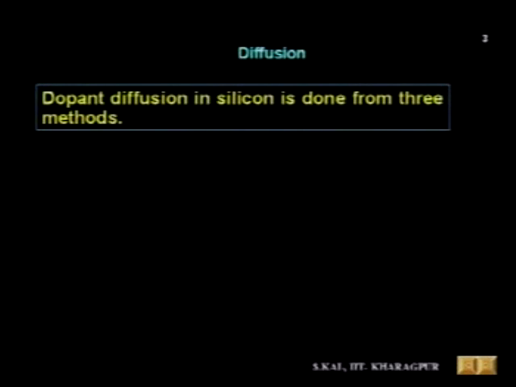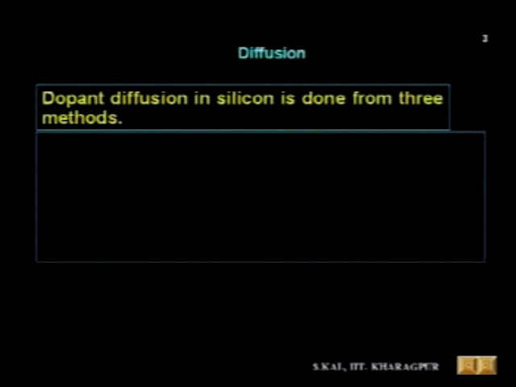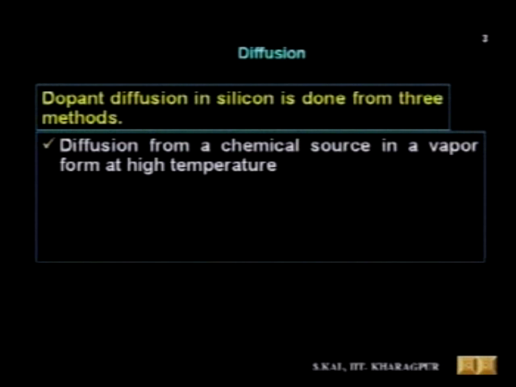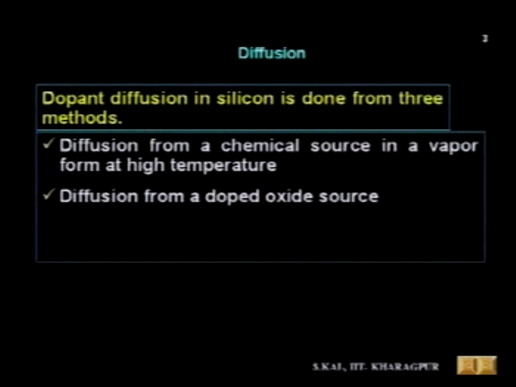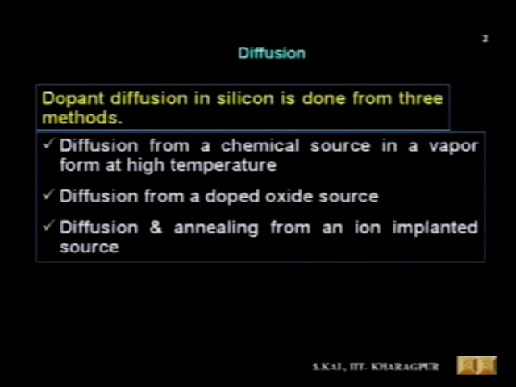Dopant diffusion in silicon is done by three methods. What are those methods? They are namely diffusion from a chemical source in vapor form at high temperature, second is diffusion from a doped oxide source, and the third is diffusion and annealing from an ion implanted source. All three methods we will discuss, and all these methods are used in integrated circuit processing.